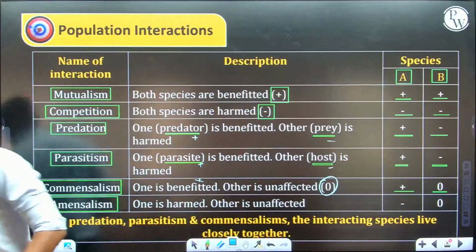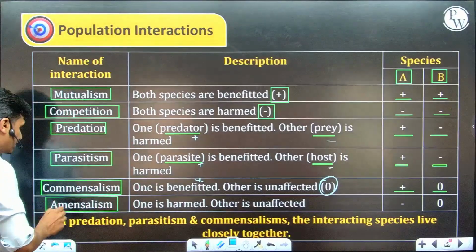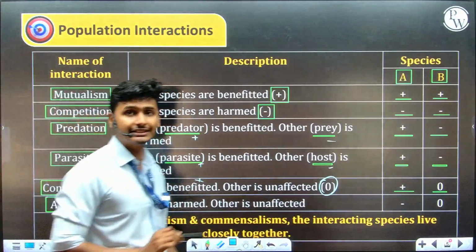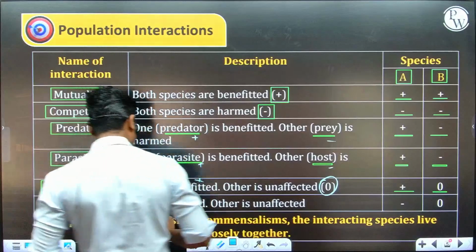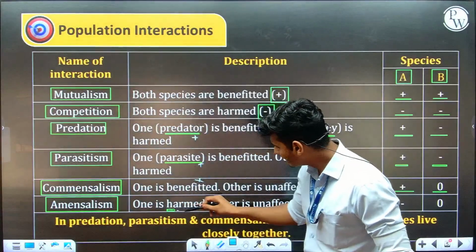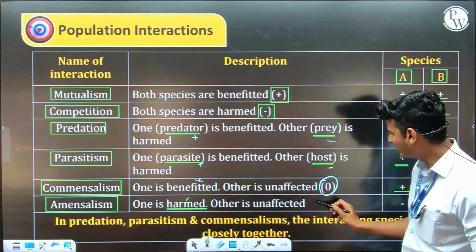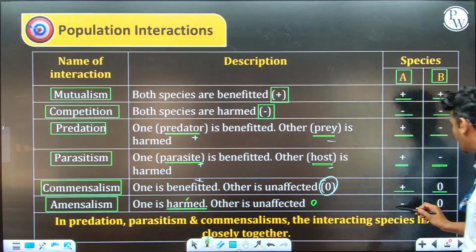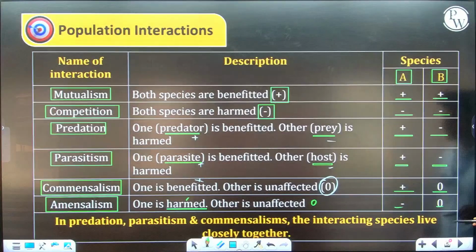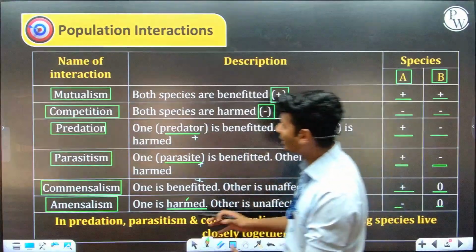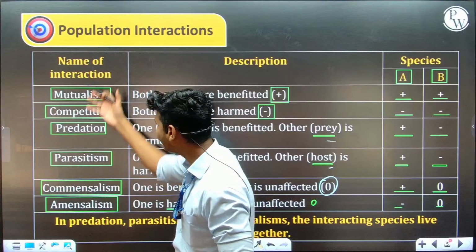Now, understood the thing? Next one is amensalism. In amensalism, one is harmed. One is harmed, it means a negative sign. And the other is unaffected, that is neutral. So the symbolic representation is minus and neutral. So those are the symbols of interacting species.